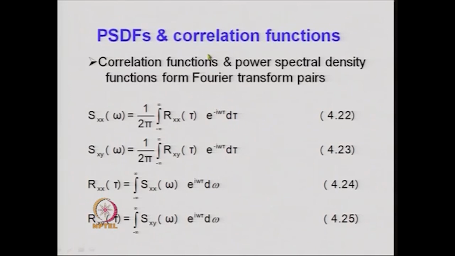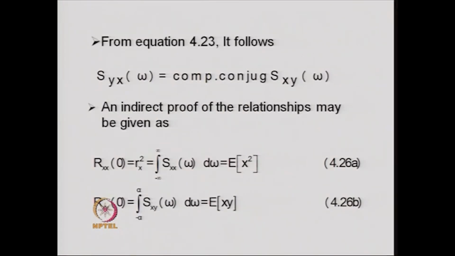So, the cross power spectral density function and the cross correlation function, and the power spectral density function and the autocorrelation function, form the Fourier transform pair. That is used in many cases when we will be deriving the spectral analysis technique.